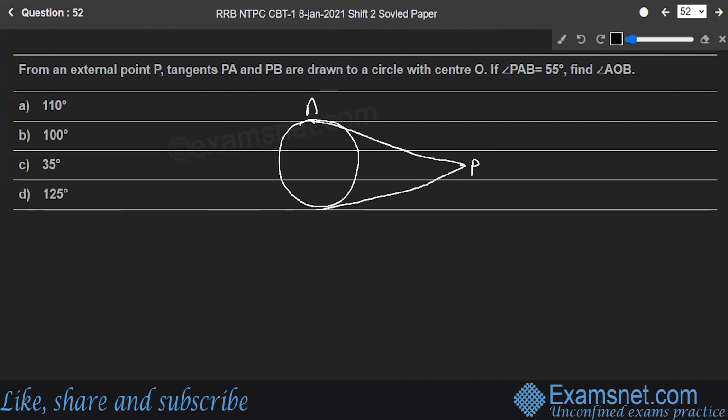These are the two tangents PA and PB which are drawn to the circle with center O. Angle PAB is 55. This is point O, the center of the circle.